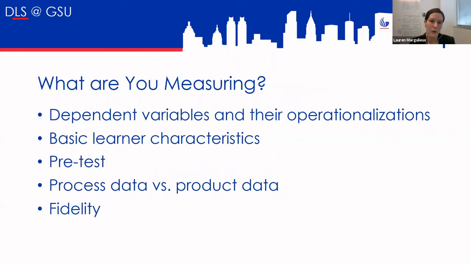And then ask what you're measuring. So these are your dependent variables based on your observations. Some basic learner characteristics, the things that people always ask: who are your learners? Pre-test, if you want to measure learning, you have to show that they didn't know anything to start with. Process data and product data. Process data being things that happen while they're learning, product data being more like performance. And then fidelity. Did your intervention happen as you wanted it to?